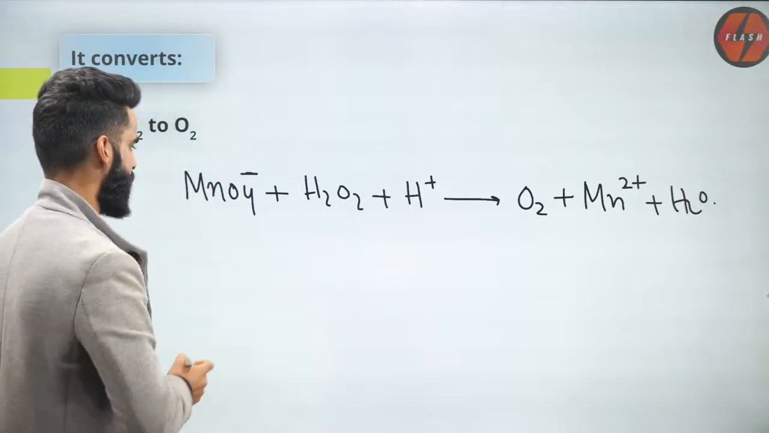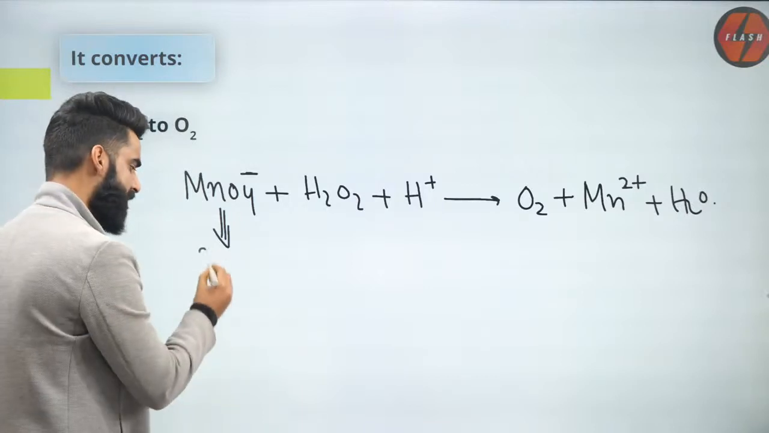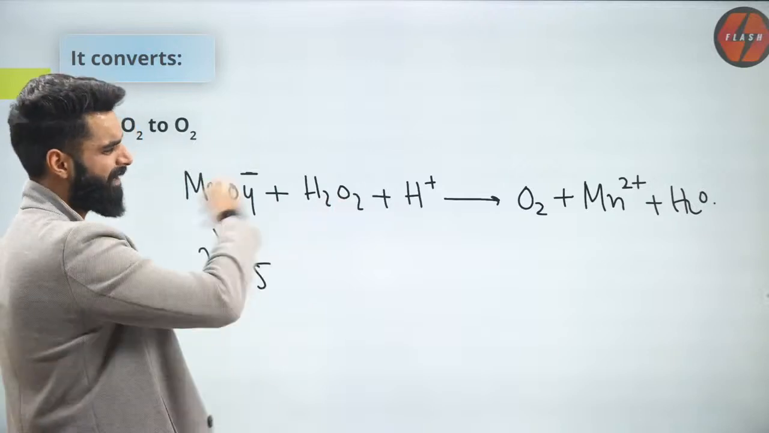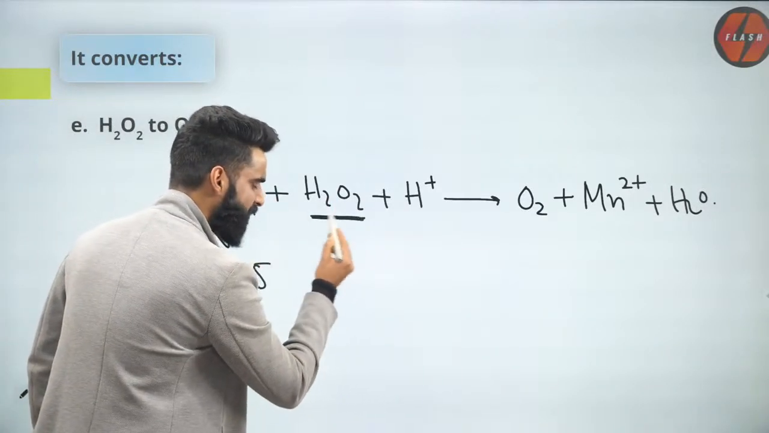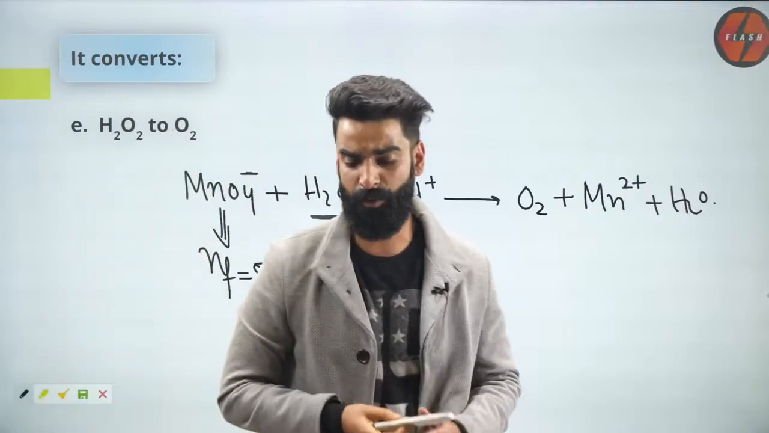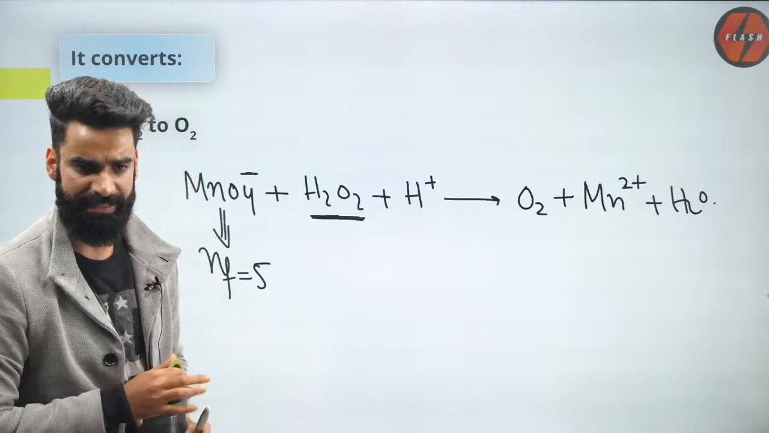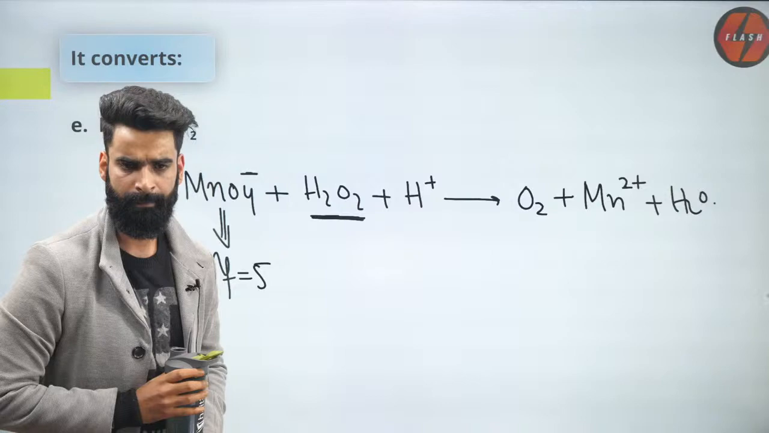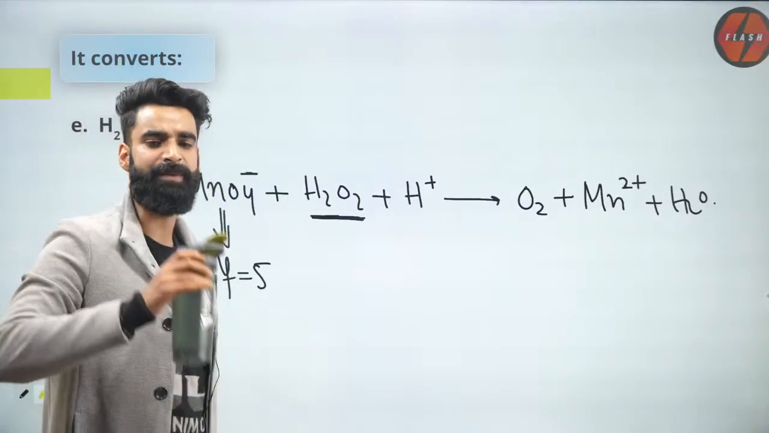Very, very simple. Just have a look now. See, MnO4 negative right now is in acidic medium, so can I say its N factor simply will be equal to 5? I'm not supposed to calculate. You can calculate that as well if you want. Now people, tell me what is the N factor of H2O2 over here. I'm waiting for you. Tell me fast.